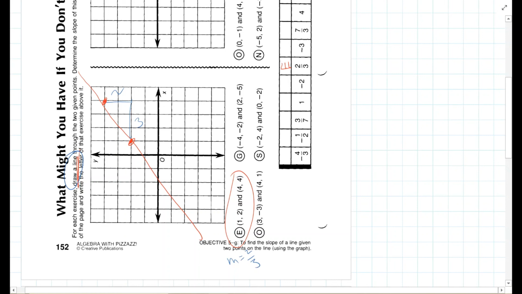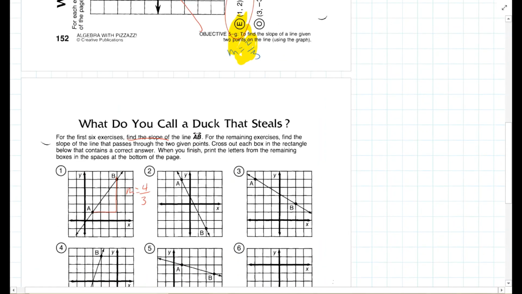So where I have the slope, 2/3, I'm going to put the letter E. And you can see I did that down below, and you get your word phrase. Okay. Any questions on how to do this worksheet? Draw your lines off the row.